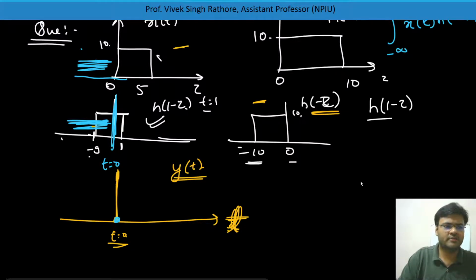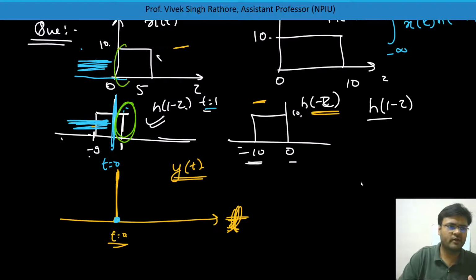And as soon as t is increasing, it is shifting towards the right hand side, we are multiplying only this value. You can see from green color I am showing, for this value only you are multiplying this value, you will get some output. But these all values, if you will multiply with this, you will get 0 output.